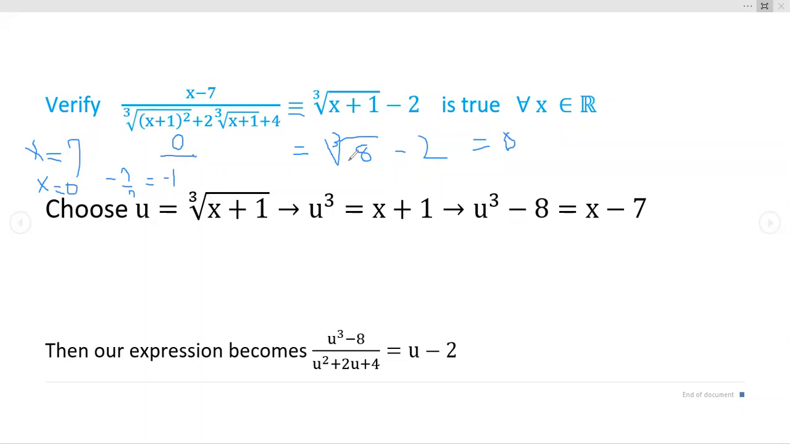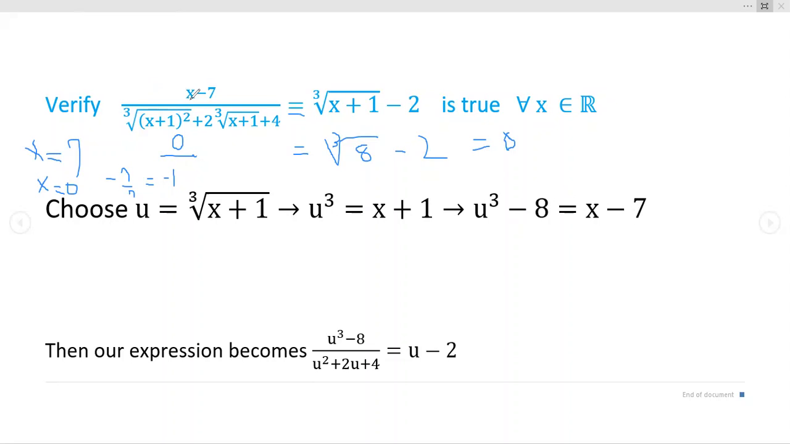And that's nowhere near proving the identity. But it turns out there's a pretty straightforward and almost fairly obvious substitution right here. Notice that the cubed root of x plus 1 appears in 3 different locations right here. And so it just kind of begs to be substituted. And so if we let u equal the cube root of x plus 1, if you cube that, you get x plus 1, all right? And of course, if you subtract 8 from that, you get x minus 7.